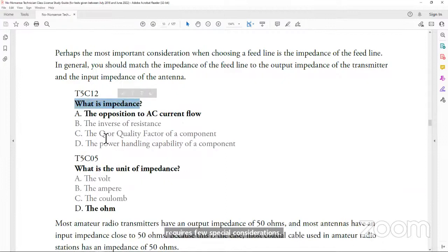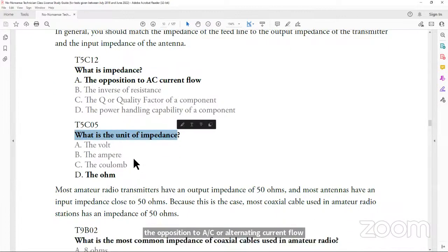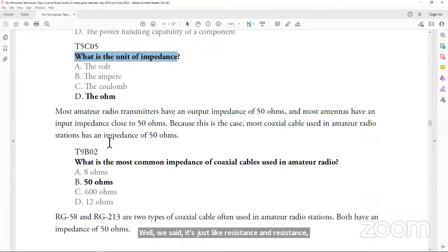Next question in the question pool. What is impedance? So we learned today that impedance is the opposition to AC or alternating current flow. All right. Next question in the question pool. What is the unit of impedance? Well, we said it's just like resistance, and resistance was the ohm. So we also use the ohm as the unit of impedance.